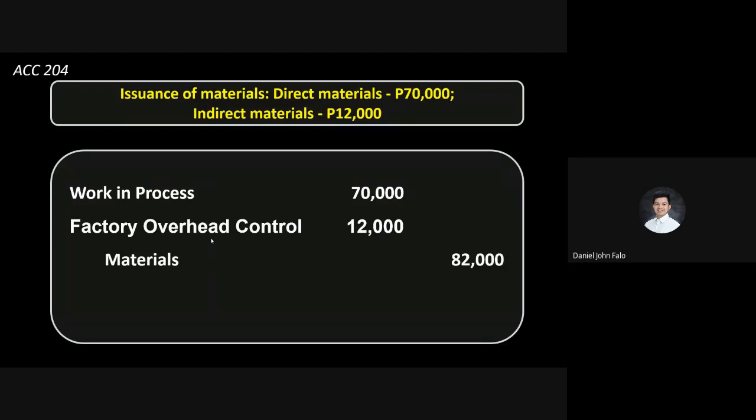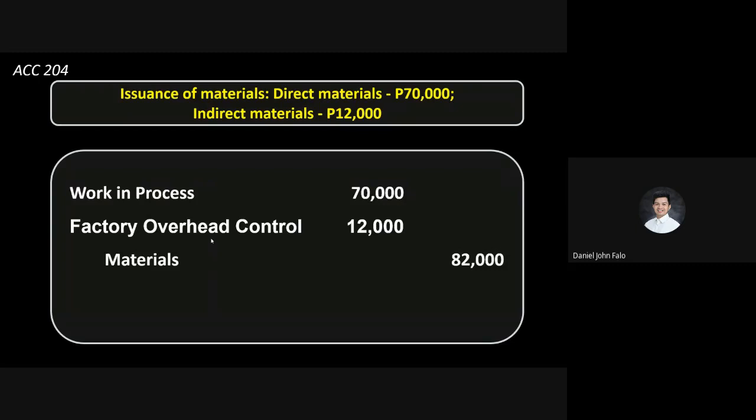So our materials are reduced, and our next transaction is the issuance of materials for direct materials and indirect materials. For the issuance of direct materials, you're going to debit it as part of the work in process, 70,000. Then you are going to debit the indirect materials to factory overhead control for 12,000. Then credit materials for 82,000.